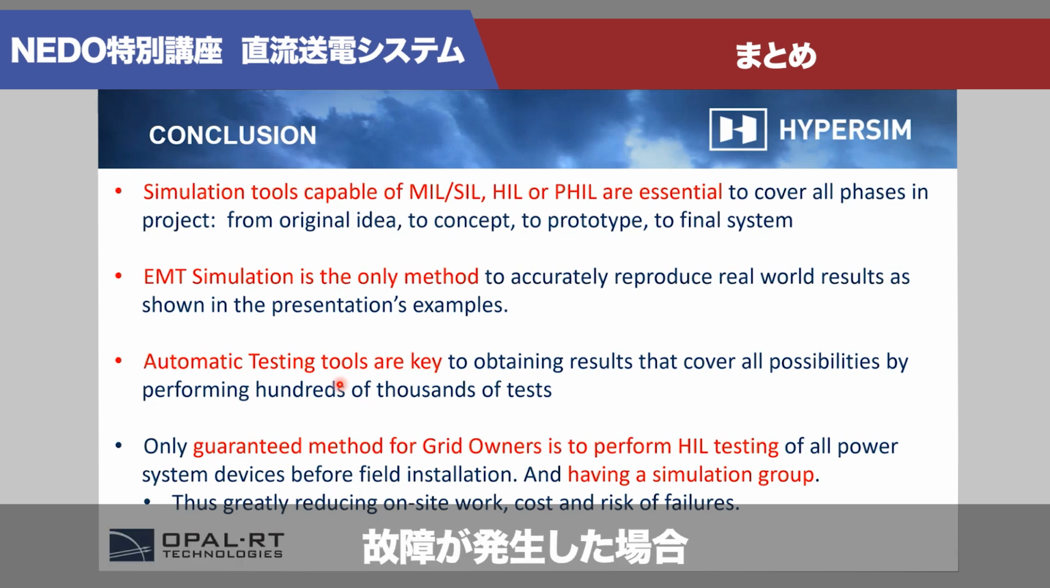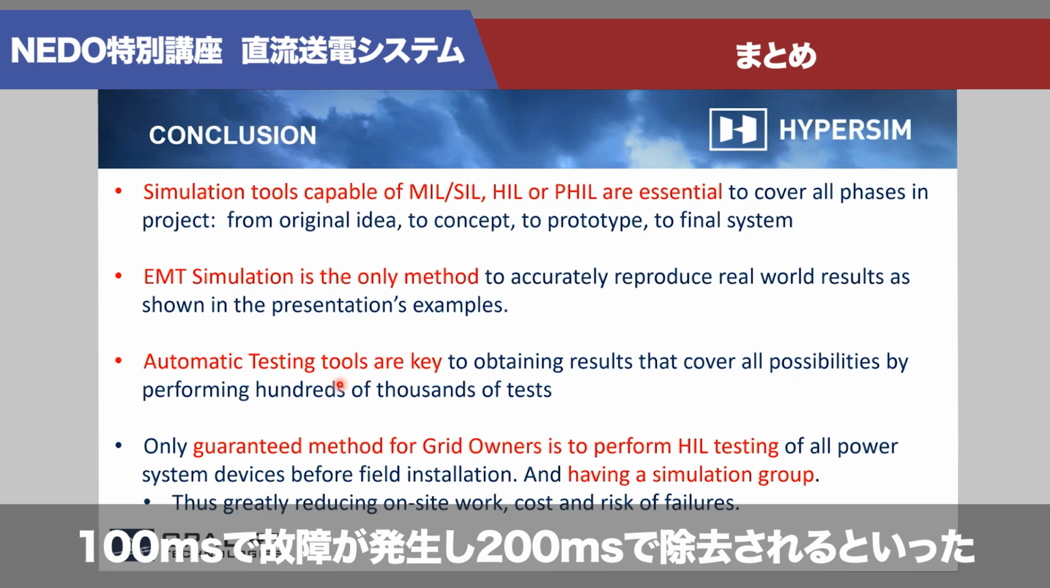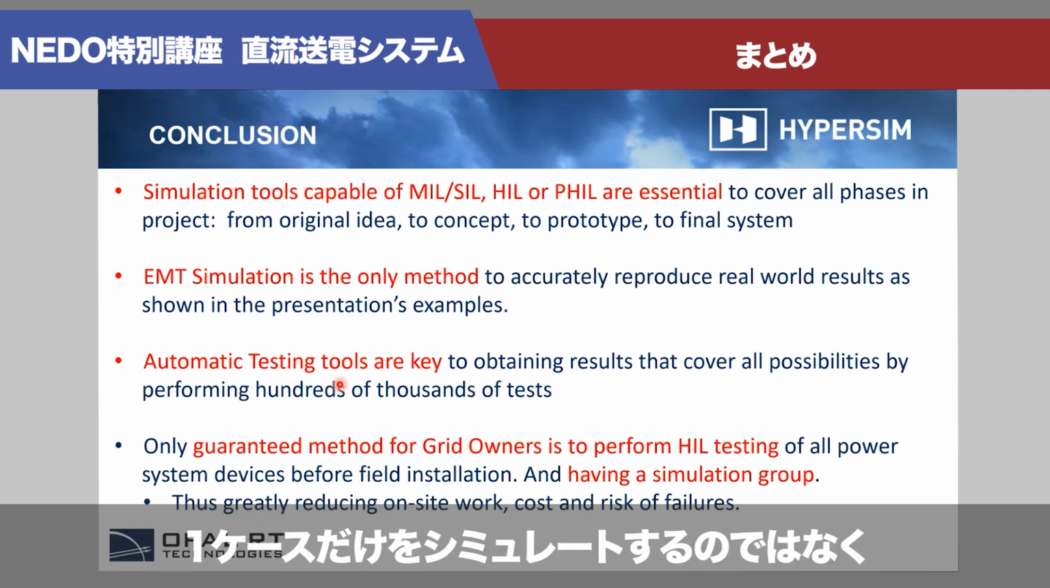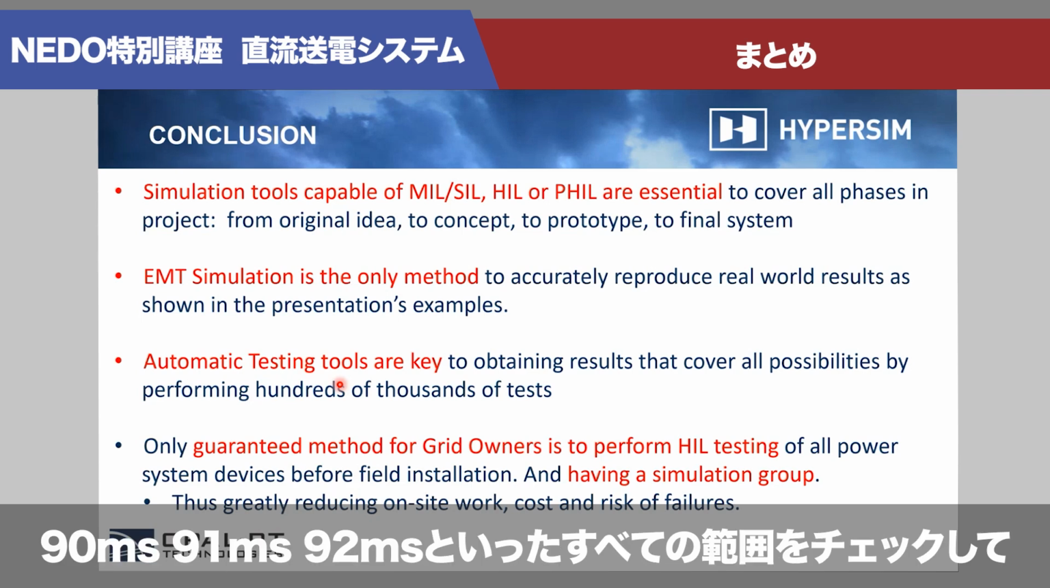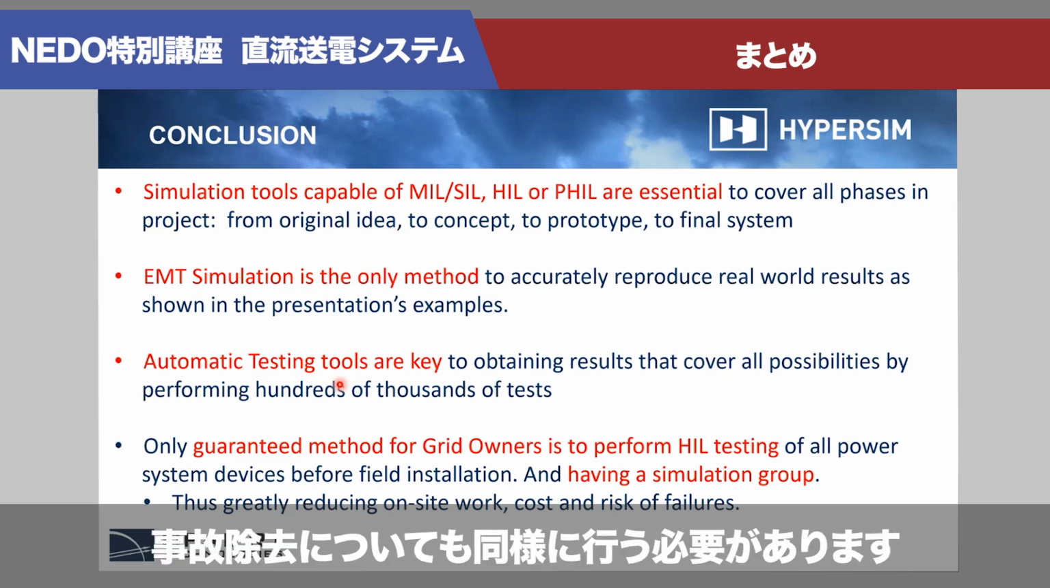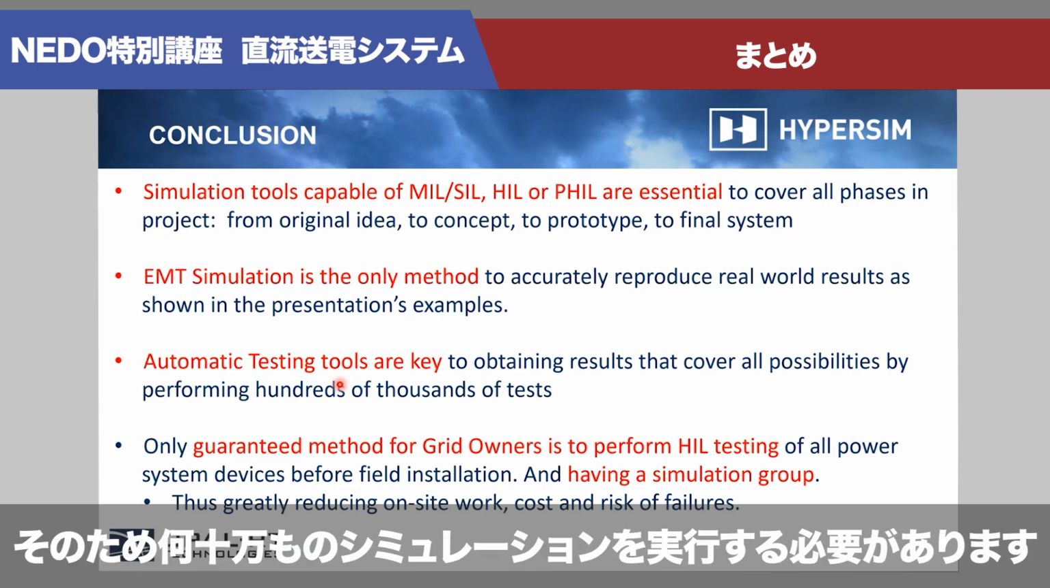So when you have a fault, you don't simulate one case of a fault at 100 milliseconds that clears at 200 milliseconds. You have to check a fault at 90 milliseconds, 91 milliseconds, 92, and you cover all the range. And the same thing for the clearing. So you will need hundreds of thousands of tests to be able to guarantee the result.